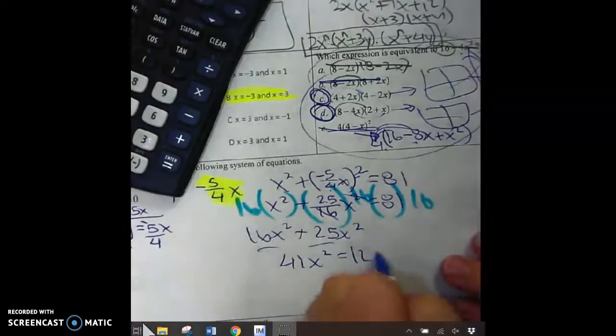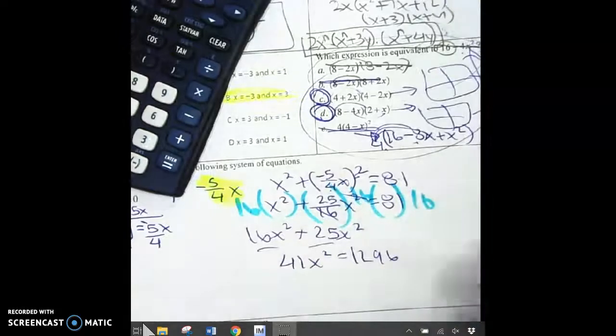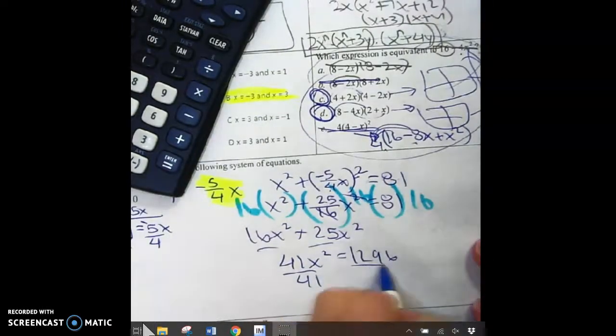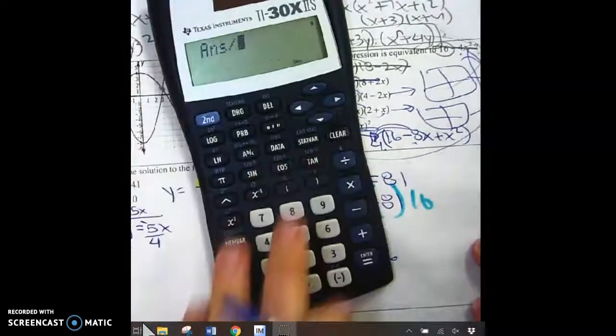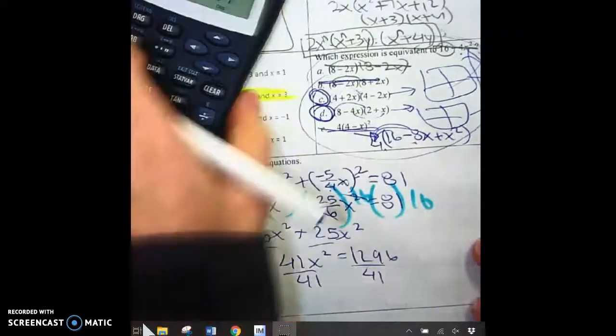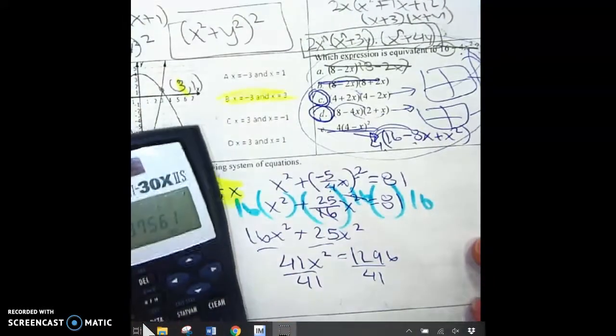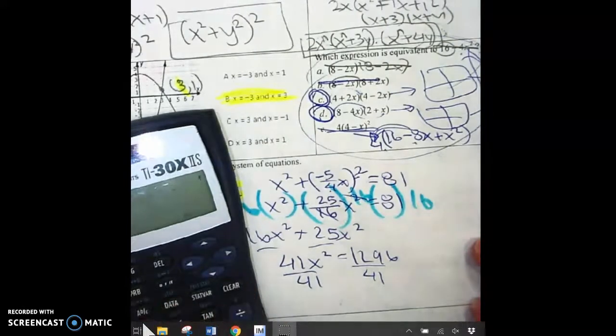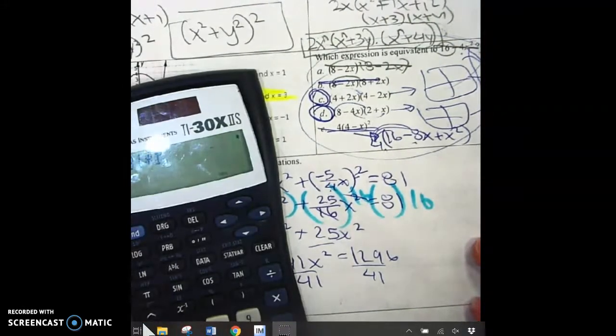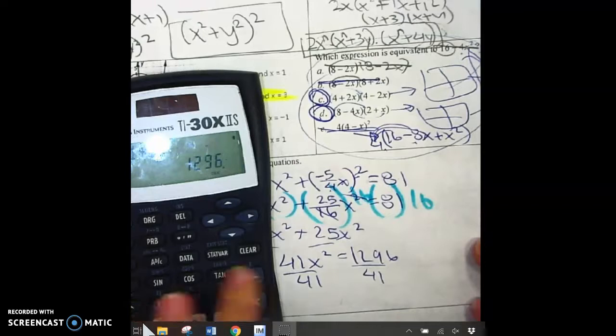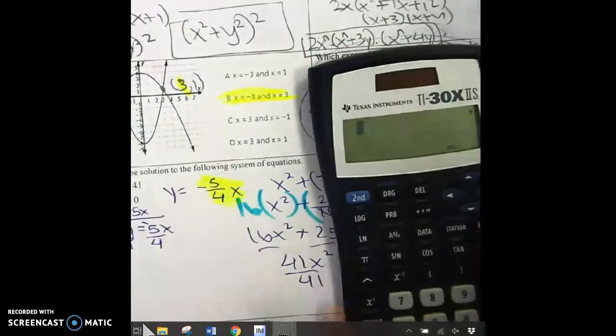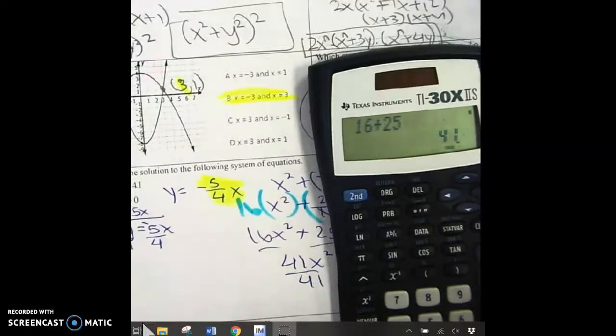1296. Okay, and now I divide by 41. Wait, something happened. Did I do that right? Let's see. 81 times 16, 1296 divided by 41. Wait, something happened. Did I add 16 plus 25 wrong? All right, I got to figure out my issue.